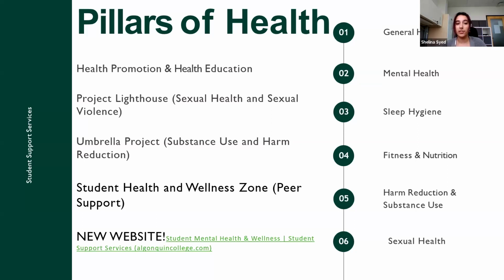So the Student Health and Wellness team will have student health promoters that will be around campus talking about these subjects. There's a few initiatives here on campus that do highlight them, such as Project Lighthouse, which is about sexual health and sexual violence prevention. Umbrella Project is about the safe use of substances and alcohol and the harm reduction aspect. And then the Student Health and Wellness Zone is located up in E building on the 3rd floor. It's in a new room now, E350, and they are peer support workers.